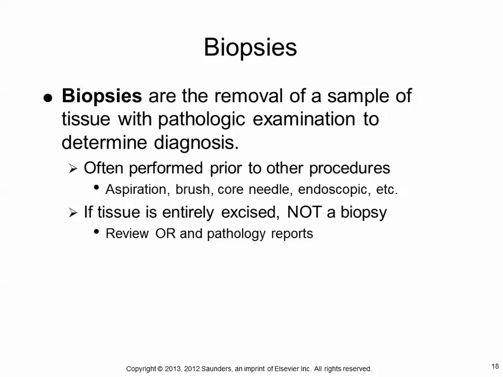Biopsies. So what's a biopsy? It's when we remove tissue, right? We take a tissue sample. We can perform them in many different ways. They can be aspiration, where we suck it out. Typically with aspiration, we use a syringe and a needle and we pull that out. That is not the same as core needle. Endoscopic, brush, there are lots and lots of different types of biopsies, and we'll get into those as we move forward.